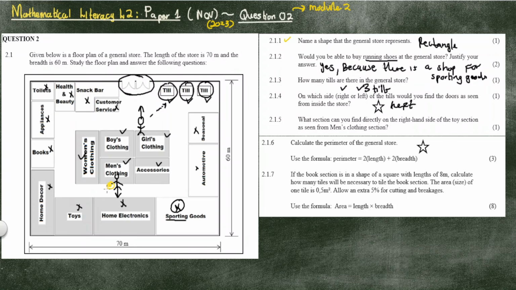On the right hand side of the toy section, where's the toy section? This is the toy section. On the right hand side of the toy section, it's this. It's the home decor.